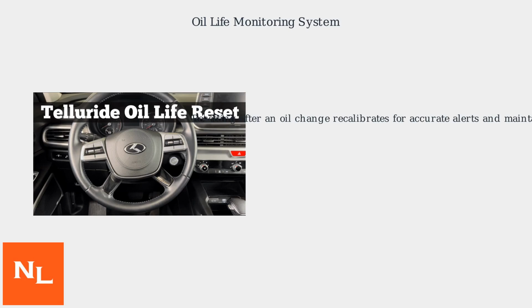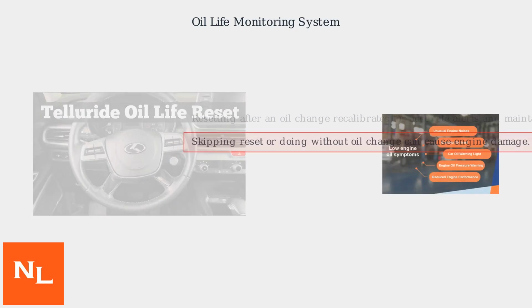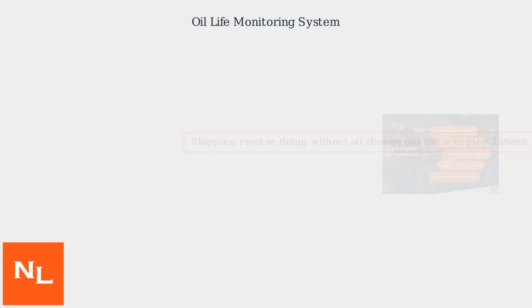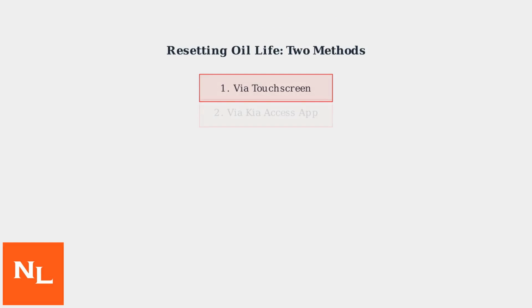Resetting this light after an oil change is crucial to recalibrate the system for accurate future alerts and to maintain your vehicle's warranty. Skipping the reset or doing it without an oil change can lead to engine damage due to inaccurate oil life estimations. There are two primary methods to reset the oil life on your 2020-2021 Kia Telluride.